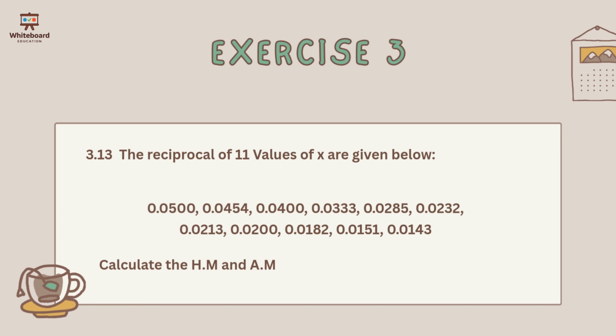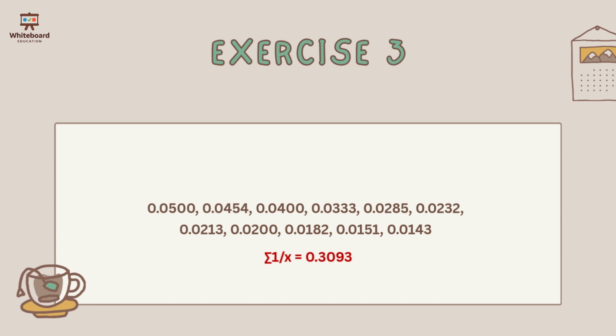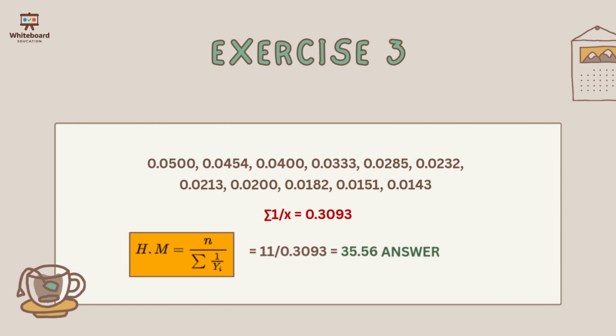Next question, 3.13. The reciprocals of 11 values of x are given here. Calculate the harmonic mean and the arithmetic mean. Note that the reciprocal, 1 over x, is already given, which is very helpful for finding the harmonic mean. First, we add all these values, summation 1 over x, which equals 0.3093. Using the simple HM formula, we place in the values: 11 over 0.3093. Thus the answer is 35.56.